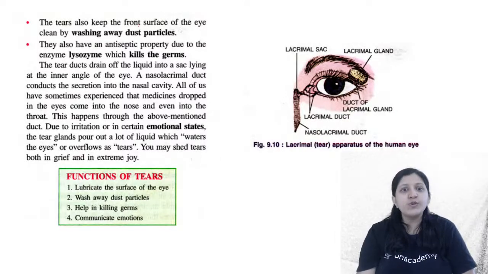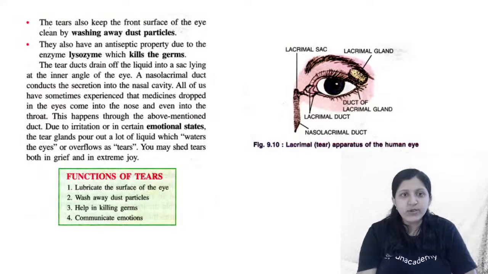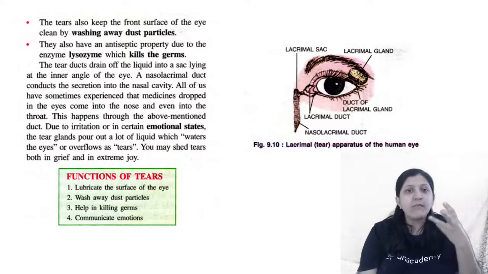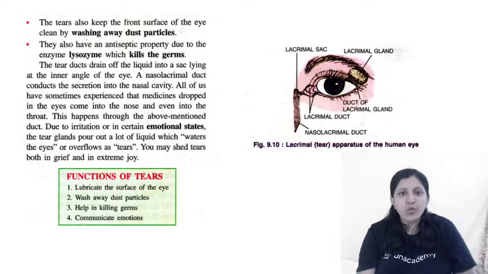Now moving on to the next part. Tears also keep the front surface of the eye clean. Whenever there are any dust particles, these are washed away. The washing away of dust particles is also done by the tear itself. So basically it is providing you protection.